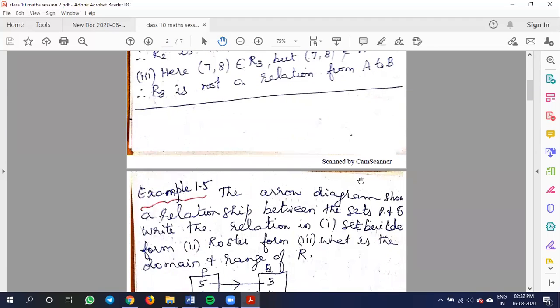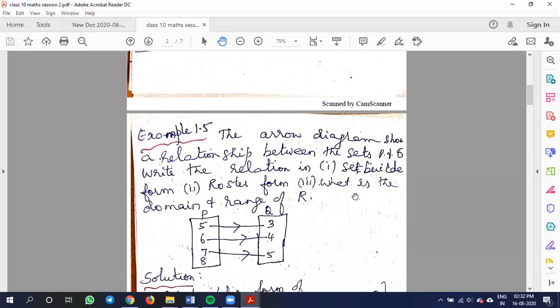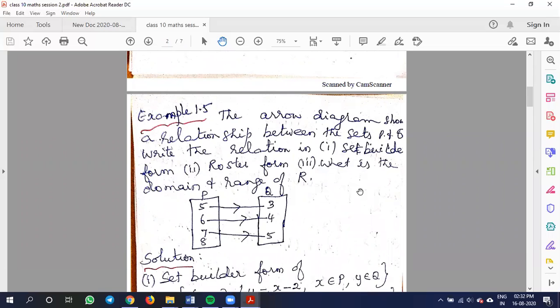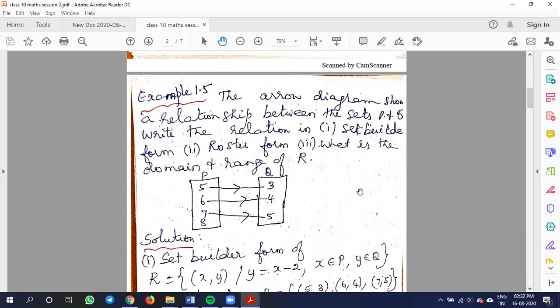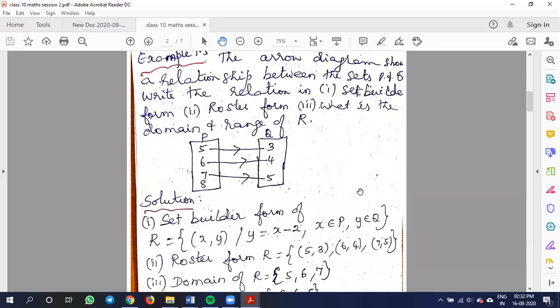Next example, 1.5. The arrow diagram shows a relationship between the sets P and Q. Write the relation in set builder form and roster form. What is the domain and range of R? So solution, how to write set builder form. We have already studied how to write set builder form like this: set of all ordered pairs x, y such that. This is called the set builder form.